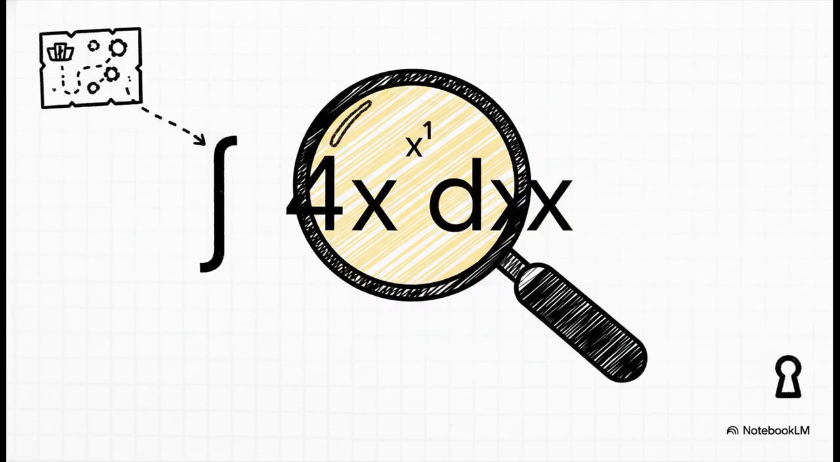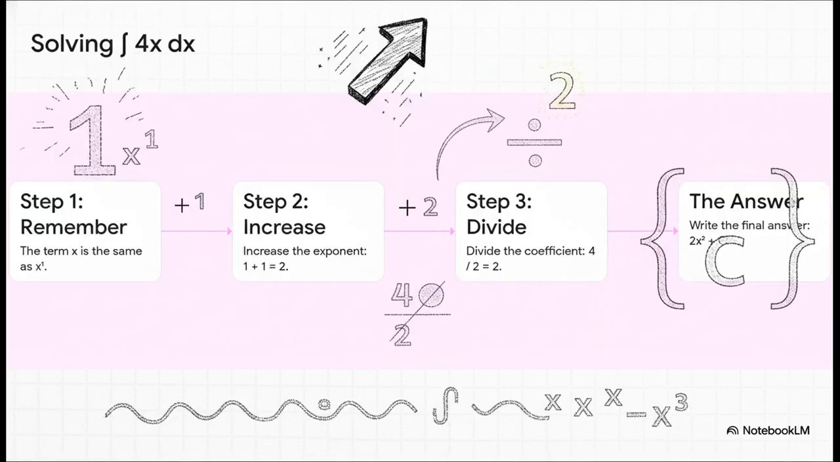Okay, ready for another one? Let's try the integral of 4x. Now, this one has a tiny little trick to it, but once you see it, it's super easy. So here's the secret. Whenever you just see an x, you have to remember it has a little invisible exponent of 1. It's really x to the power of 1. Once you know that, the steps are exactly the same.